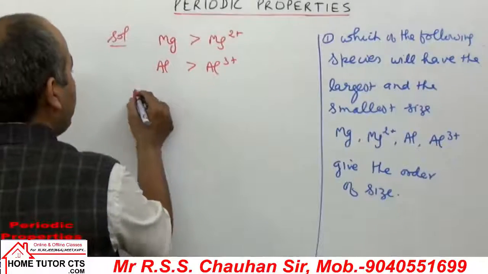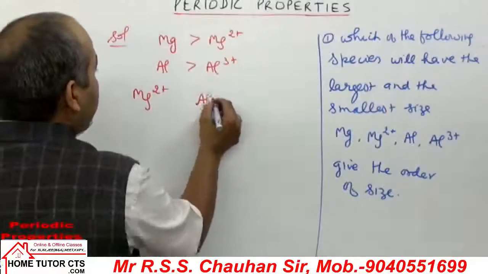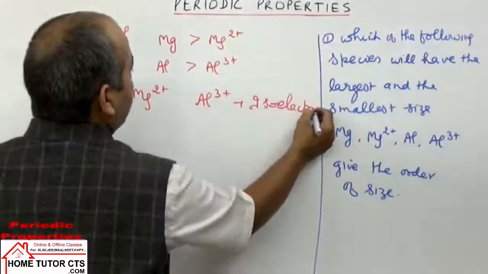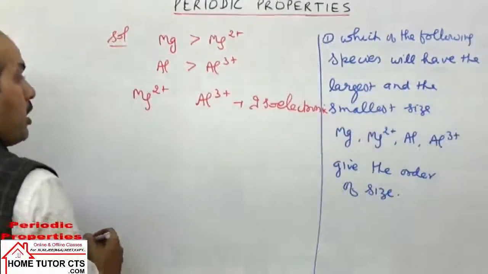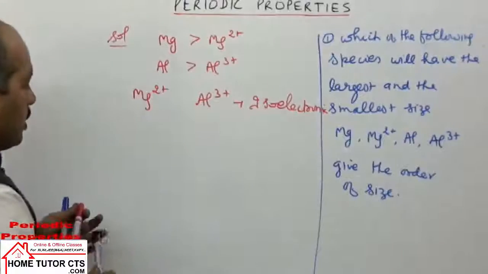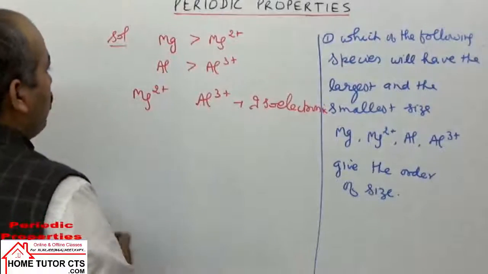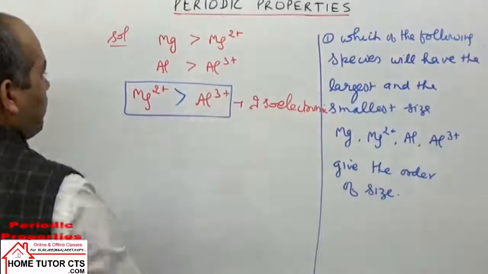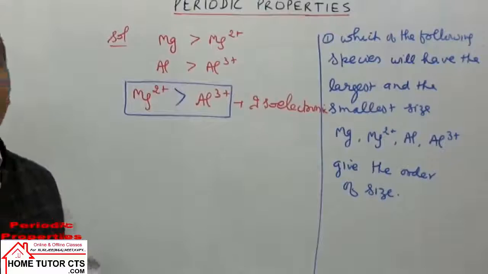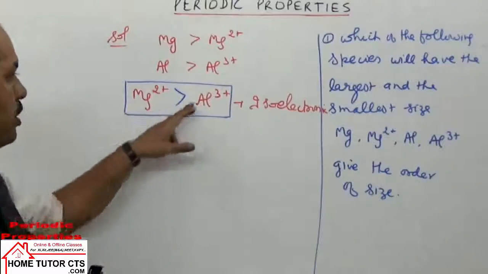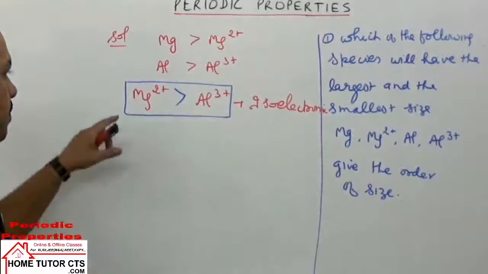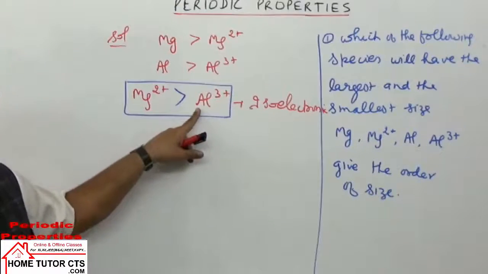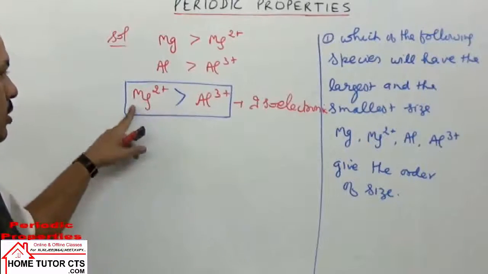And when we compare magnesium +2 and Al +3, they become isoelectronic. They contain the same number of electrons. Then for isoelectronic species, the order of size of ions will follow this pattern. Magnesium +2 ion is bigger compared to Al +3. You have to understand why: they are isoelectronic, but the atomic number is higher, attraction is more, so size is smaller.